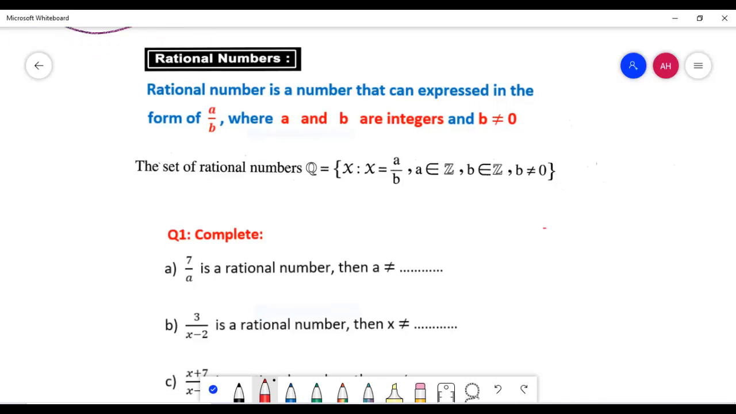We would like to know that the set of rational numbers is the set Q. I denote it by the letter Q. So Q is the set of rational numbers. What is a rational number? To say that a number is rational, I have three conditions. A rational number is a number that can be expressed in the form of a over b. So my first condition is this number can be written in the form of a fraction.